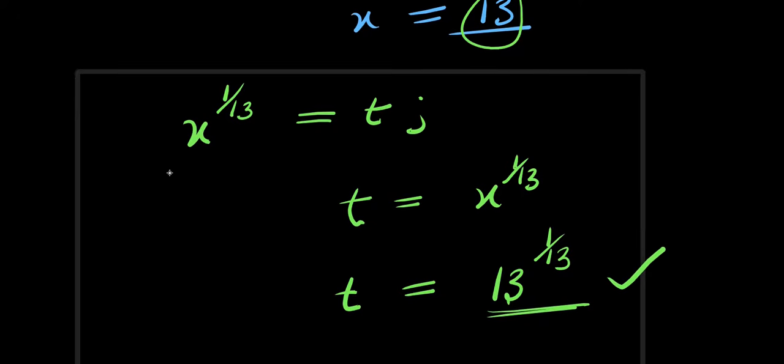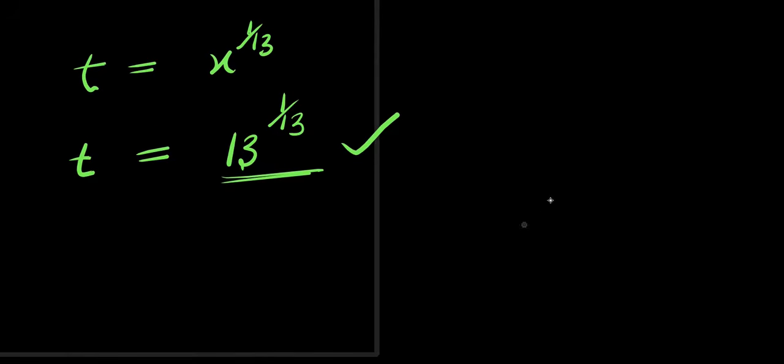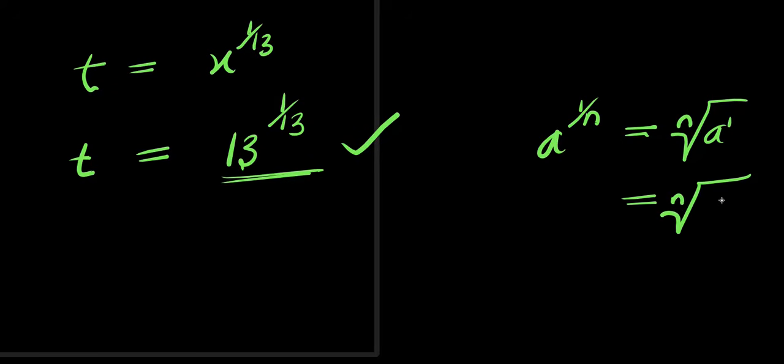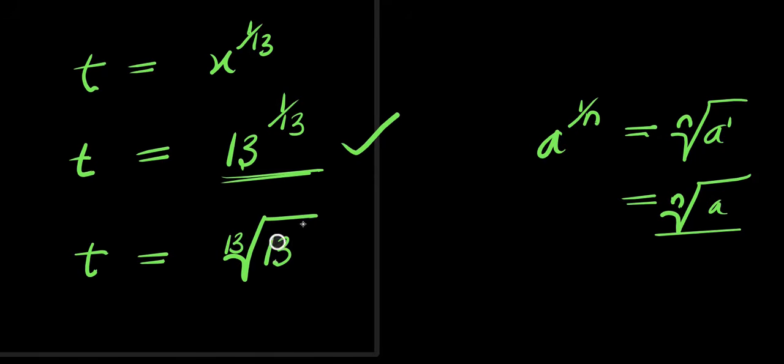Now we can also consider this. If you have a power 1 over n, this equals the n root of a power 1, and this equals the n root of a. So we apply that here. That means we are simply going to have t equals the 13 root of 13 to the power of 1, and this equals the 13 root of 13.